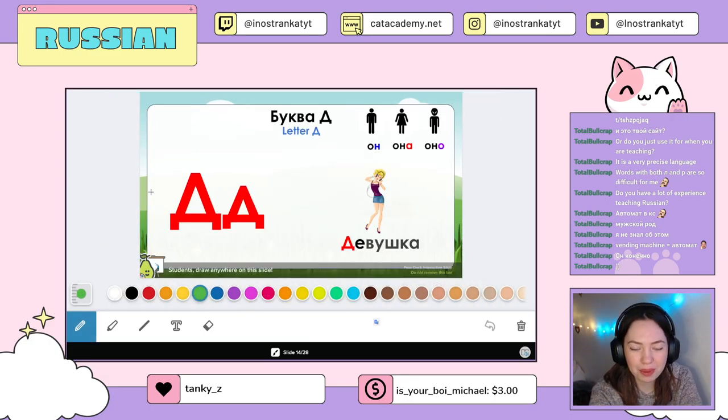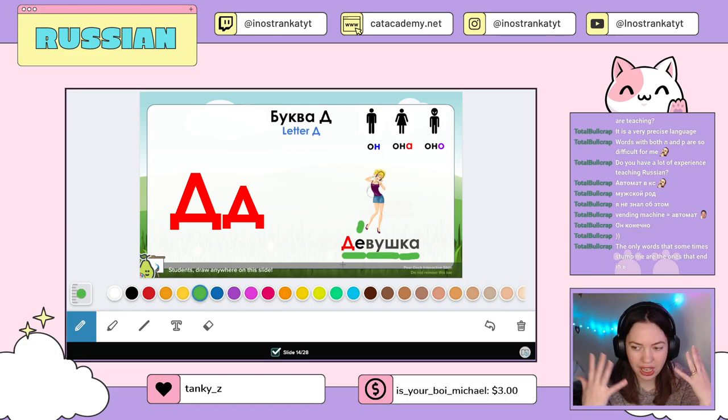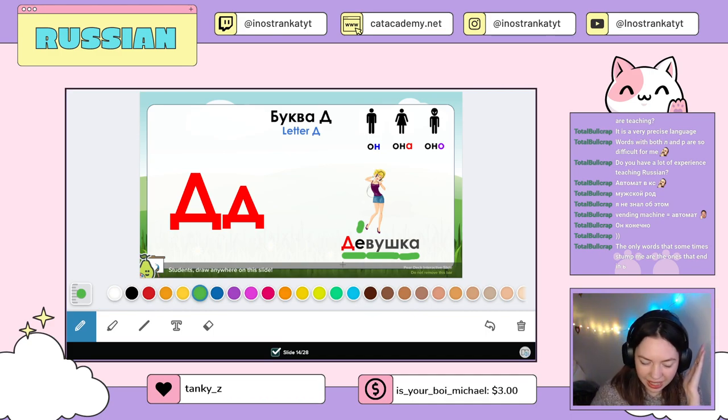Next word, also from the previous lesson, девушка. To stress the first syllable, девушка. This one is pretty easy. If you see that the person obviously has traditional male features, you can say он. If a person has traditional female features, you say она. You cannot really offend anyone by saying он или она.